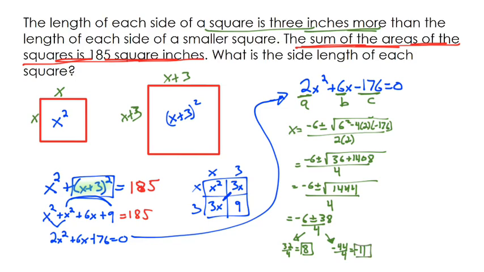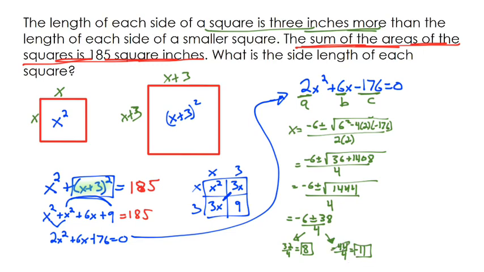Now, let's stop and interpret our answers. What we're looking for, keep in mind, is the side length of the smaller square. That's what we defined x as. While we have two different solutions that satisfy this equation, when we consider the context of the problem, we can't have a negative side length.